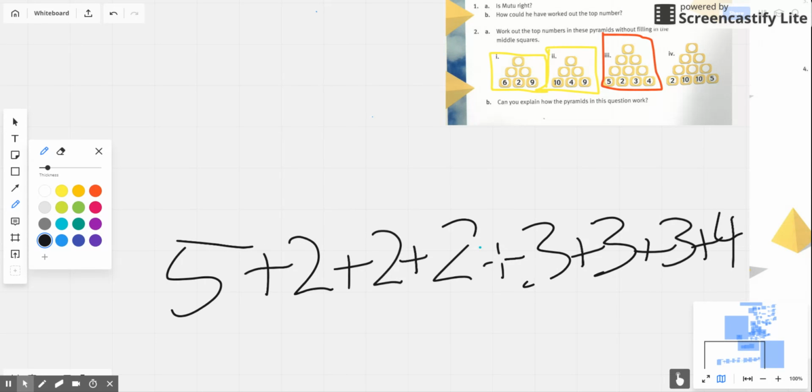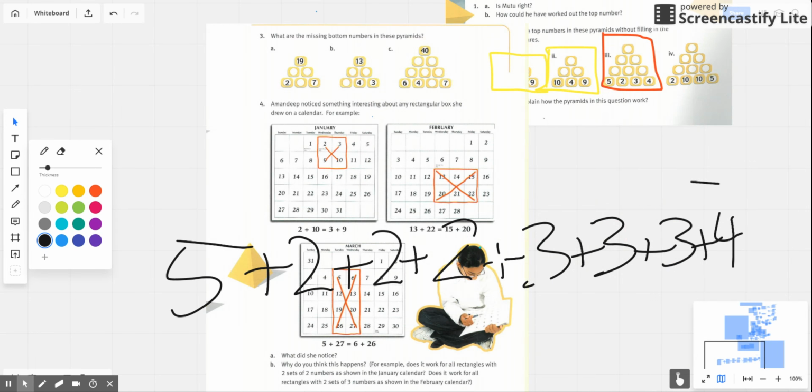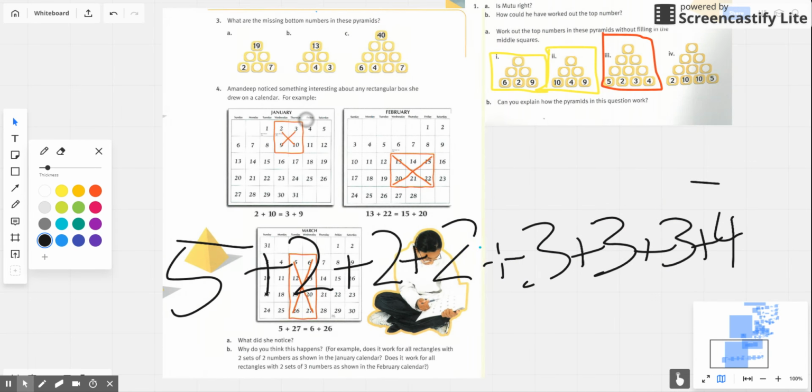So the pattern here is that if we add in an extra tier, it means we need to add in an extra set of those middle numbers. So I want you to do that for the first one, and then I need you to go and look at the rest of this one here, which will be on the follow-up, and then do your follow-up. Thanks, bye.